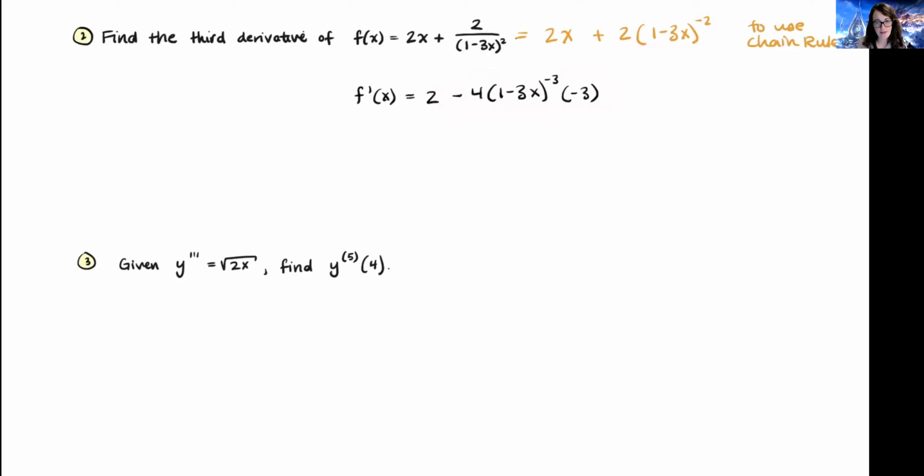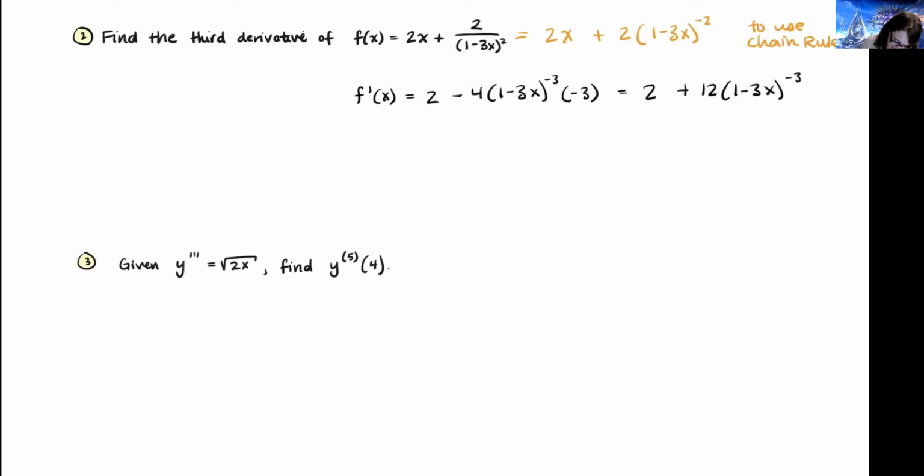Now before we go ahead and find a second derivative, it's a good idea to simplify. Meaning this negative 4 and this negative 3, we should probably multiply those, but this 2 is separate. So we'll get 2 and then plus 12 times 1 minus 3x to the negative 3. And here I want to leave that as a negative 3 exponent because I'm going to want to differentiate this again.